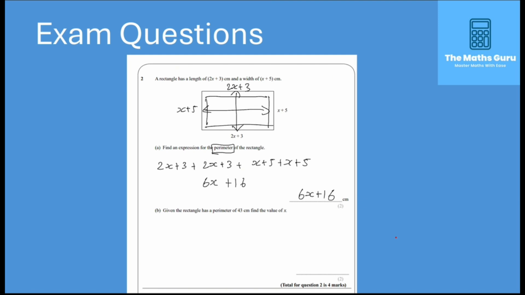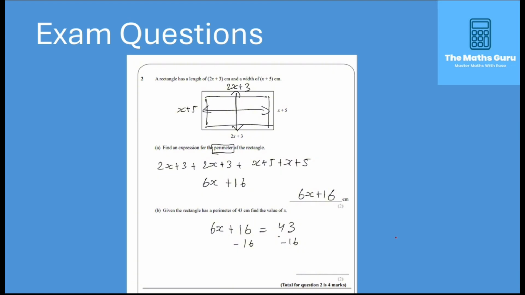Okay, given the rectangle has a perimeter of 43 centimeters, find the value of x. So this is where we equate and form an equation. It is equal to 43. 6x plus 16 is equal to 43. As we know, this is the perimeter and this is a representation of the perimeter. So now we need to find the value of x which satisfies the expression when the perimeter is equal to 43. We do this by minusing 16 from both sides to get the letters and numbers on separate sides of the equation.